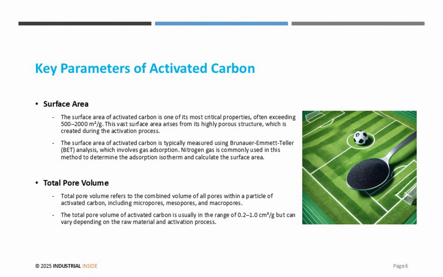Activated carbon has an exceptionally large surface area, typically between 500 and 2,000 square meters per gram, created by its porous structure during activation. This is usually measured using BET analysis with nitrogen gas. Total pore volume, which includes micro, meso, and macropores, usually ranges from 0.2 to 1.0 cubic centimeters per gram, and varies by raw material and process.